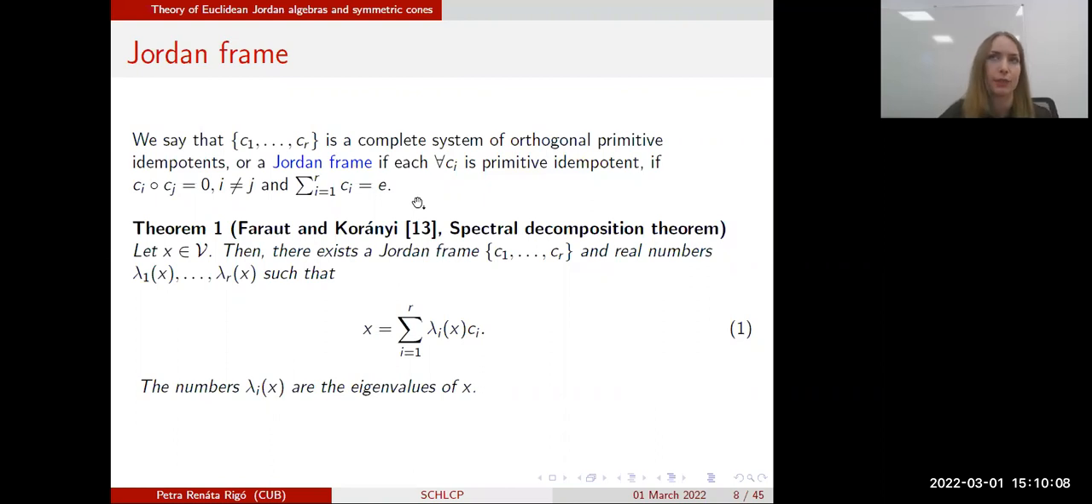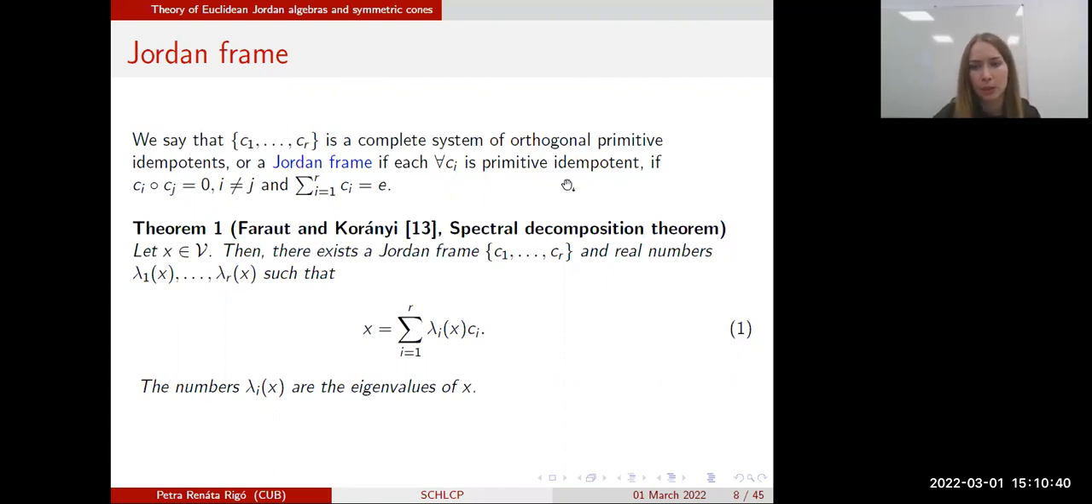So for instance, if we think of the special case when V is R to the power of n, then the canonical basis is a Jordan frame. And the spectral decomposition theorem says that if we have an element x from V, then there exists a Jordan frame and real numbers lambda_i, such that x can be written in this form. And these lambda_i are the eigenvalues of x, and c_i are the elements of this Jordan frame.